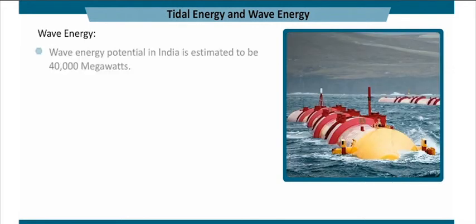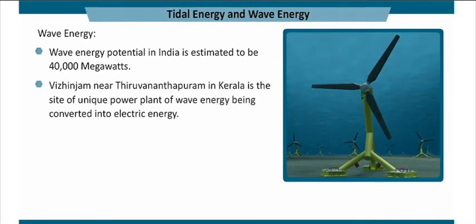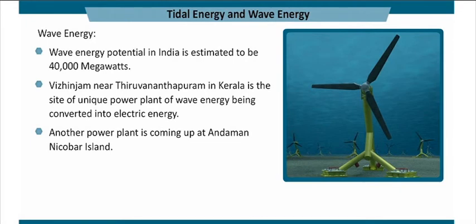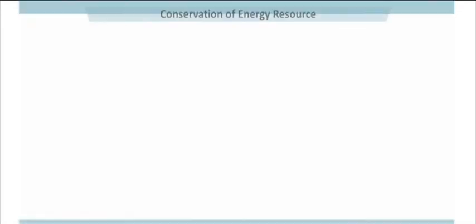Wave energy. Wave energy potential in India is estimated to be 40,000 megawatts. Vizhinjam near Thiruvananthapuram in Kerala is the site of a unique power plant where wave energy is being converted into electric energy. Another power plant is coming up at the Andaman and Nicobar Islands.